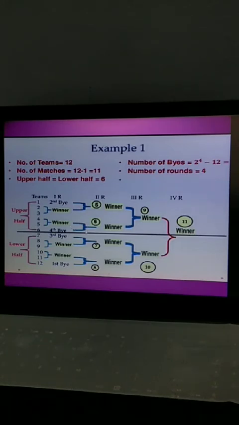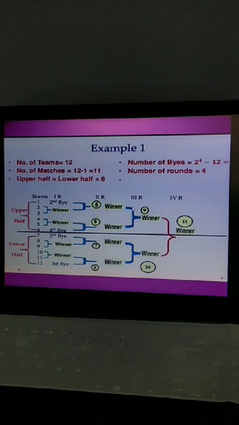Then another match of the second round: the winner from here is playing against 6. Then the winner of 8 and 9 is playing with 7, and the winner from 10 and 11 is playing versus 12. So there are 4 matches in the second round.